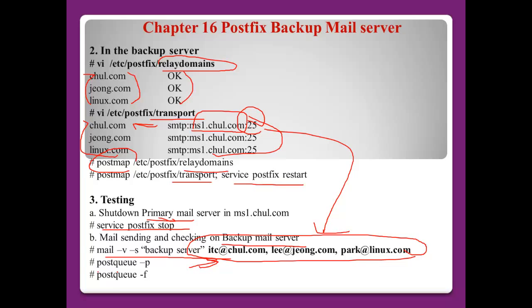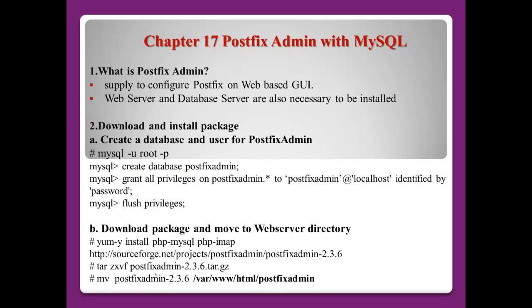And after that, with postqueue, if you want to see it: now the primary mail server is shut down, so it cannot accept this email. So this email will be saved in the mail queue. Using this command, postqueue -p, you can see the queued mail. And if you want to send this email forcibly, then you can use -f. Okay, then let's test here.